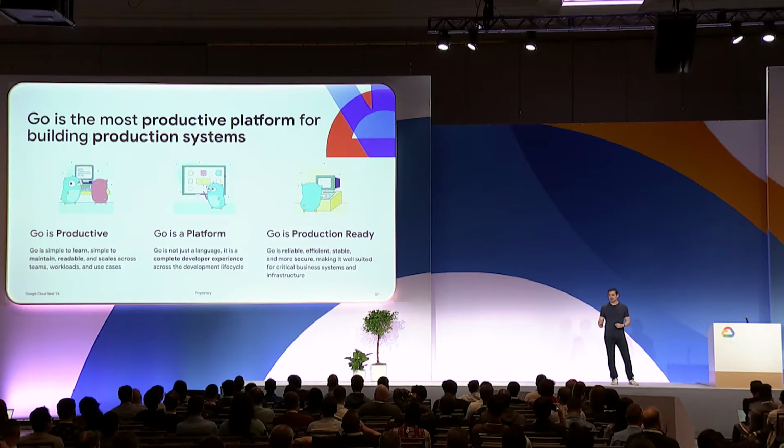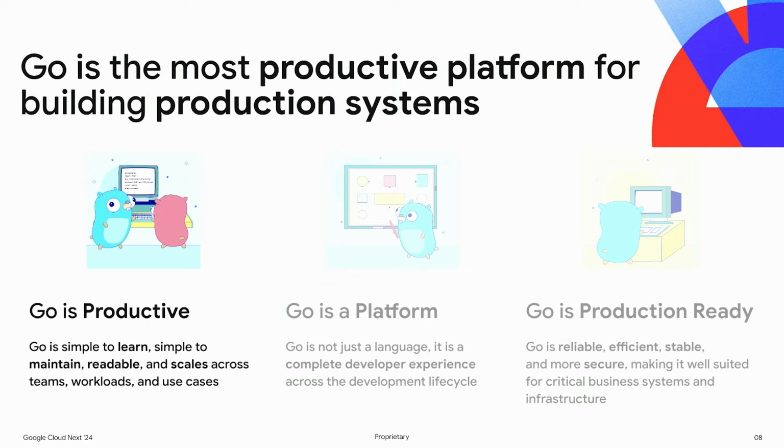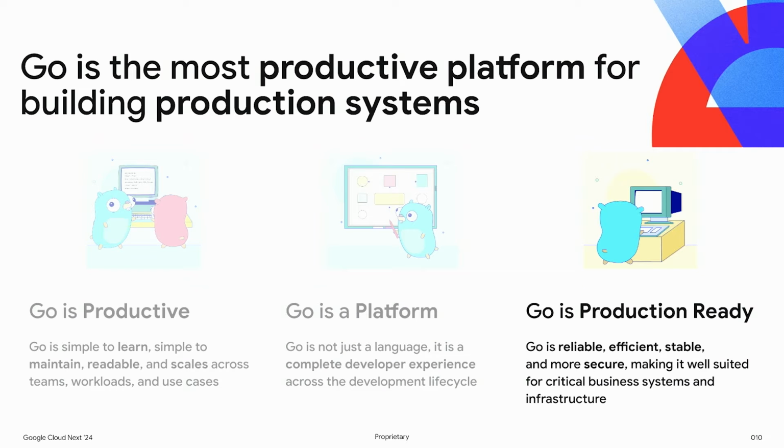And internally, we reduce that vision to the mission statement that I put in the title of this slide. Go provides the most productive platform for building production systems. It's productive because it's easy to learn and maintain and scale across teams. It's a platform because it's more than a language, it's an end-to-end developer experience. This includes IDE integrations, build and deployment tools, monitoring tools, vulnerability scanning, runtime tools, all of it out of the box. And it's production ready because it's reliable, efficient, stable, and secure, which is why you'll see it all over the enterprise, especially in critical business systems and infrastructure.